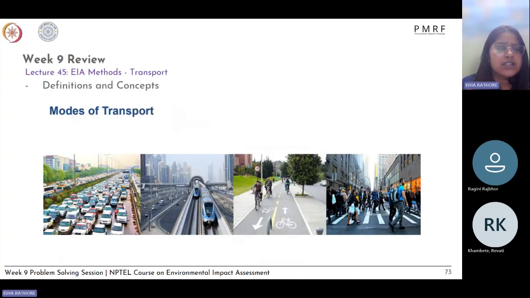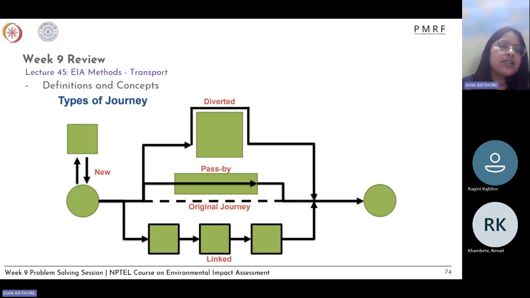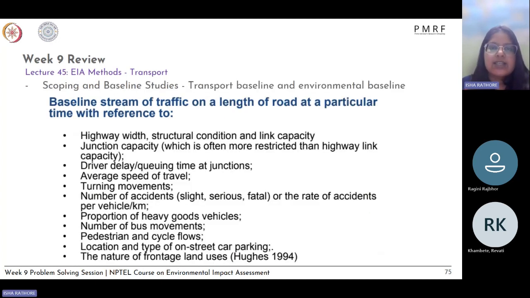Then the last lecture for this week was AIA methods for transport. First we looked at definitions and concepts, the different modes of transport: cycling, walking, public transport, private transport. We looked at different kinds of journeys: diverted journey, pass-by journey, original journey, or linked journey. So that we discussed. Then we looked at how to do a transport baseline and environmental baseline.